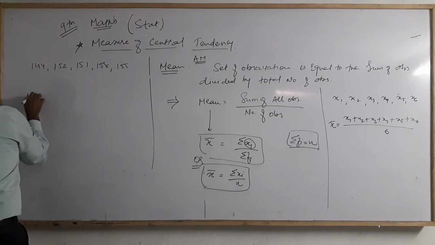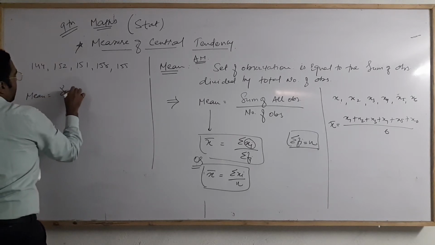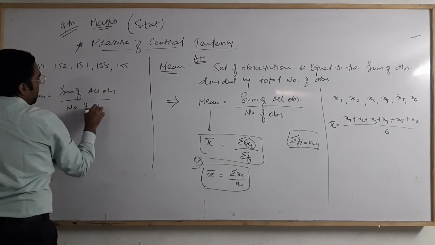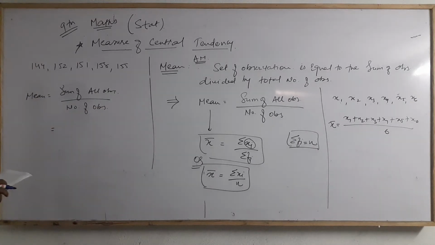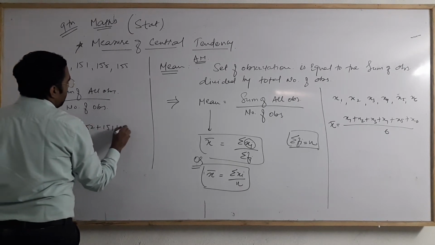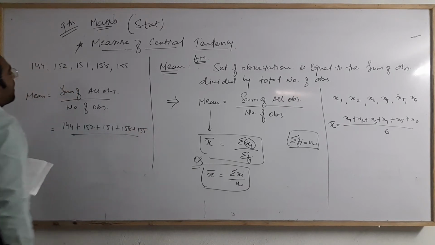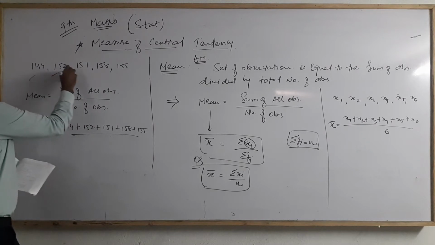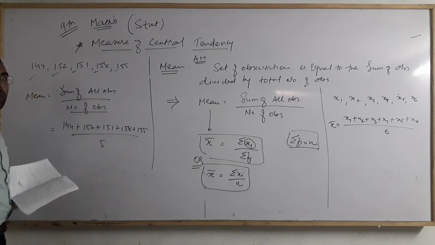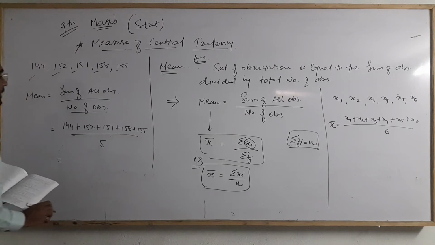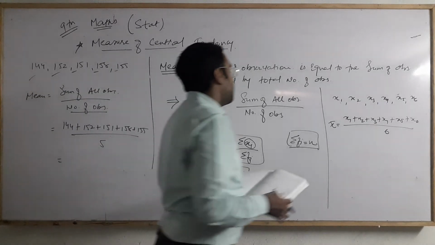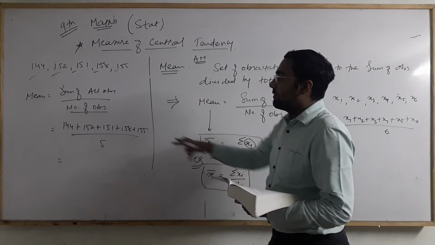As per the formula, mean equals the sum of all observations upon the number of observations. The sum of observations is 144 plus 152 plus 151 plus 158 plus 155, divided by the number of observations, which is 1, 2, 3, 4, 5. So the number of observations is 5. Now we have to add them: 144 plus 152 plus 151 plus 158 and 155. Please add all of these 5 numbers.